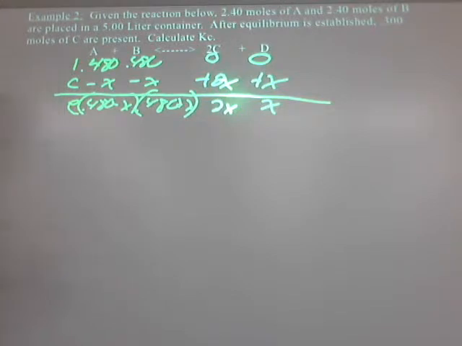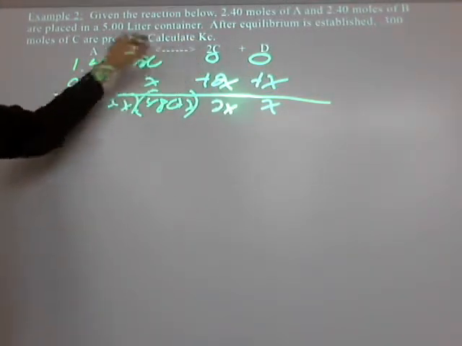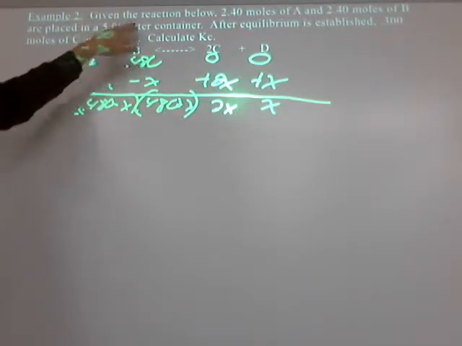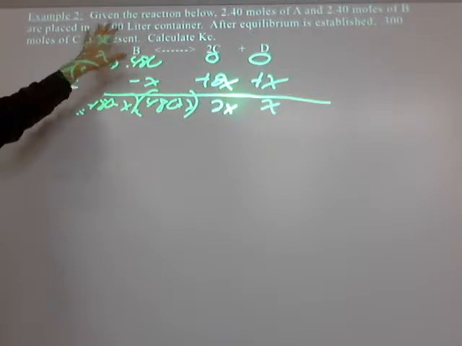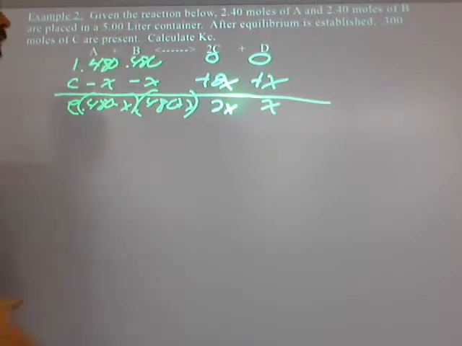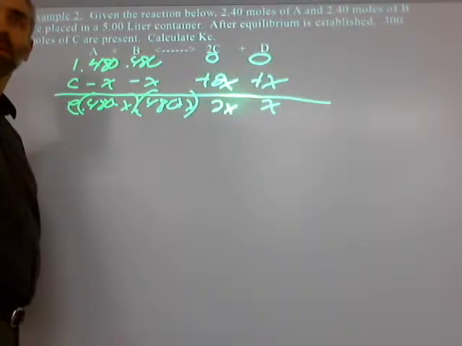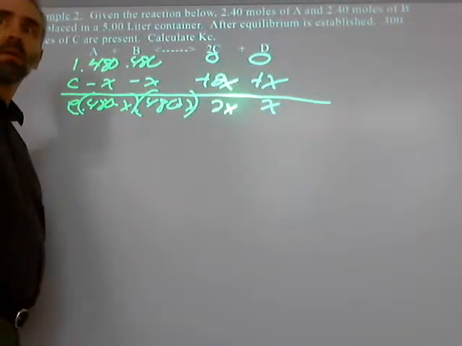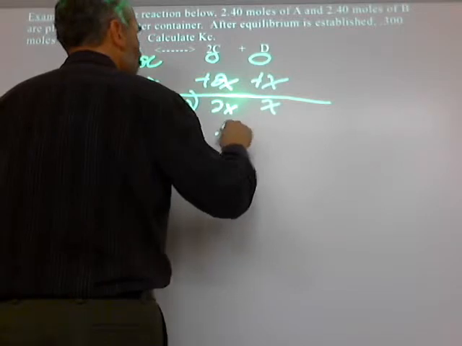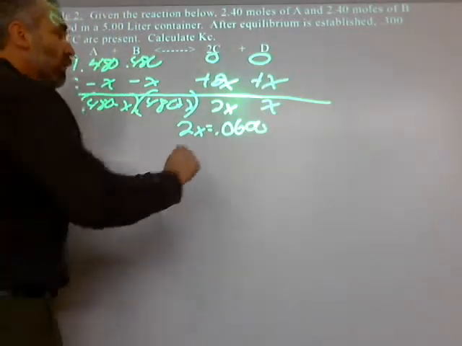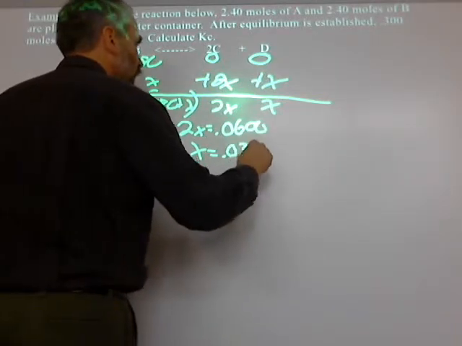Of course, I need some other piece of information. Sometimes the other piece of information is going to be, like I've given you here, the concentration of C. I'm told I have 0.3 moles of C, which again I have to divide by the size of the container. What is 0.3 divided by 5? Anybody? Somebody did it. Yeah, that's what it is. 0.06, I mean. So 2x equals 0.0600. Is that right? So x must be 0.0300.